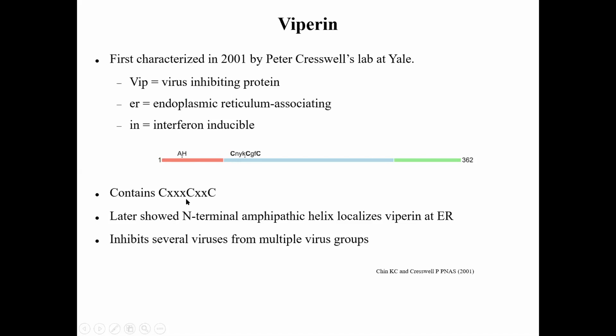They noted that the sequence contained the CX3-CX2C motif, suggesting that it was a radical SAM enzyme. They later showed that the N-terminal domain contained an amphipathic helix that's responsible for localizing the protein at the ER. A striking feature of Viperin is its ability to inhibit viruses. It can inhibit several viruses from multiple virus groups.